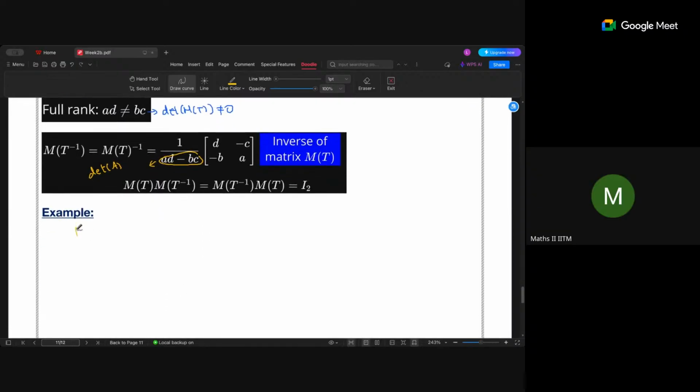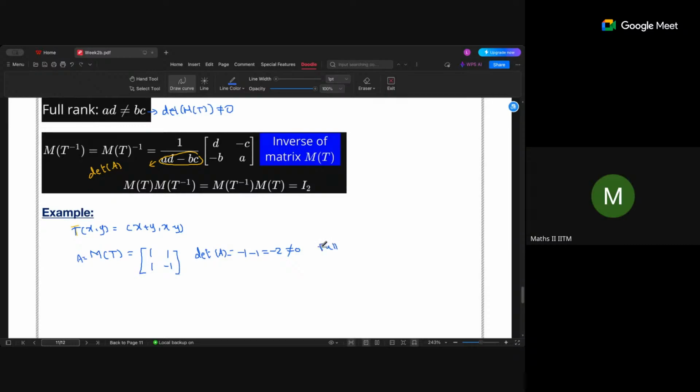Suppose you have a transformation T of x comma y is equal to x plus y comma x minus y. Now what is m of t? Tell me, what is m of t? 1, 1, 1, minus 1. Okay, now what is the determinant of this matrix? Minus 1, minus 2. Minus 2, and it is non-zero. So it is full rank.